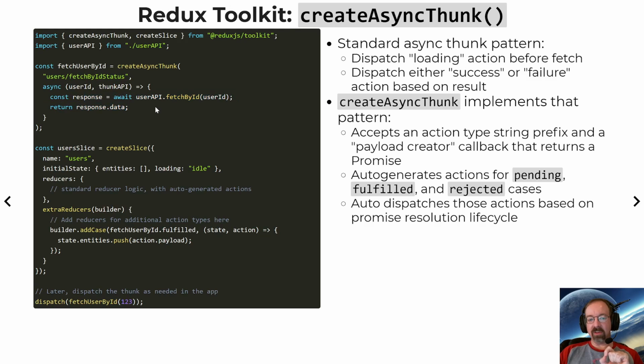And it will automatically generate the action types and the action creators for you. You can handle those in a slice. And when you dispatch the thunk, it automatically dispatches the actions before and after the request. So again, not inventing new concepts, just simpler approaches for stuff that we've already done.